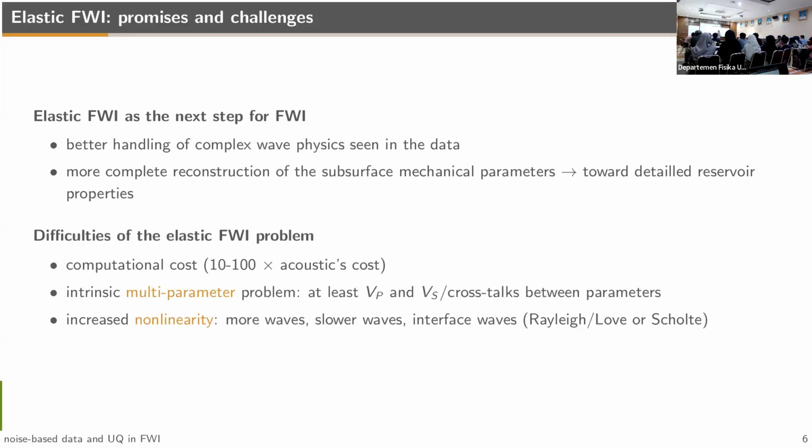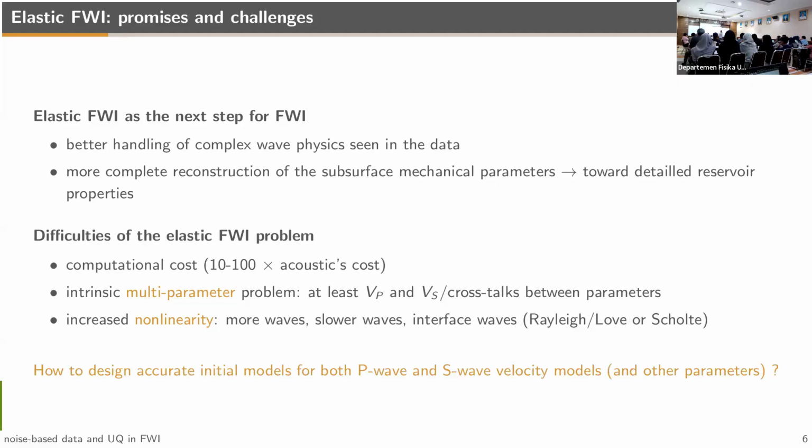The difficulties related to elastic FWI are, on the one hand, the computing cost, roughly speaking, between 10 to 100 times more computationally intensive than the acoustic version because of the more complete physics. And also, on the inverse problem part, as we have several parameters, if you already did some inverse problem, when you have several parameters, it's not always easy to separate the contribution from the different parameters. So we have some crosstalks, some links between the parameters that are not easy to manage. And when we consider more complex physics, we include more complex waves, it also increases the nonlinearity of the inverse problem.